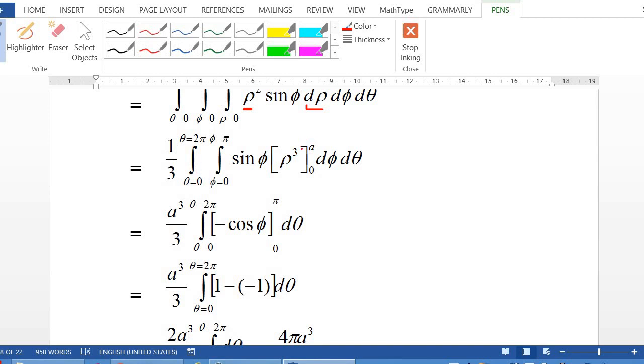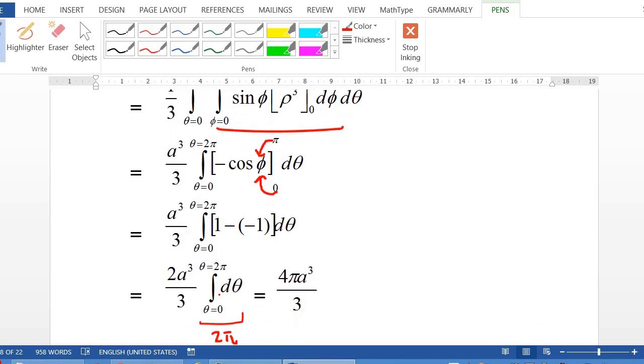After you plug in, you get a cubed over 3, and what is left is the integral of sin phi d phi. Integrate sin phi, you get negative cos phi from 0 to pi. Plug in pi, cos pi is negative 1, so negative and negative become positive 1. Minus, cos 0 is 1, so I get negative 1. So 1 minus negative 1, I have 2. So 2a cubed over 3. Integrate 1 d theta from 0 to 2 pi, get 2 pi, so in total you get 4 pi a cubed over 3.